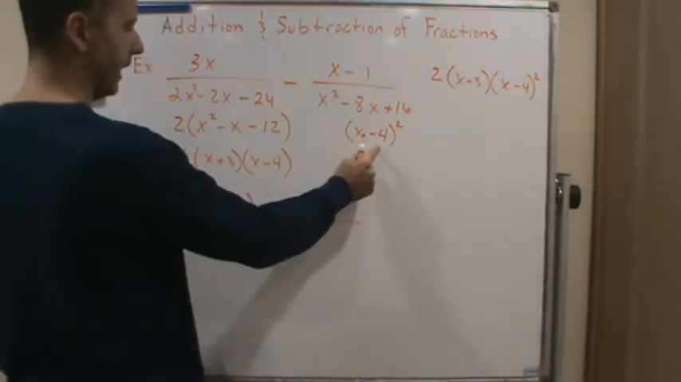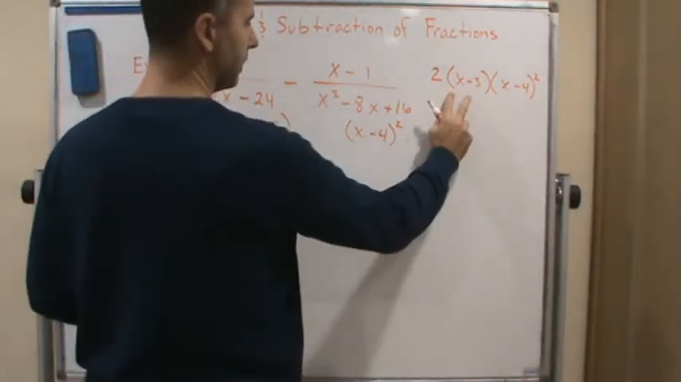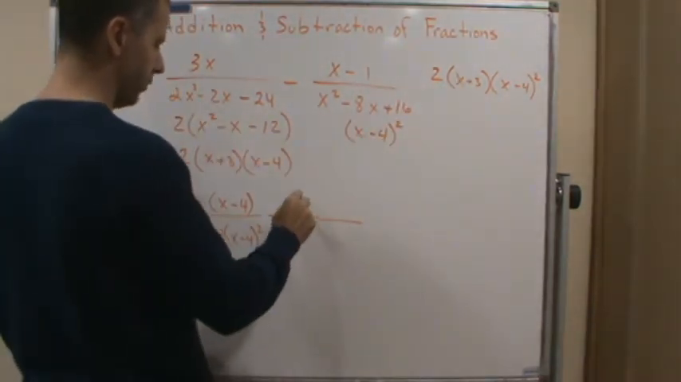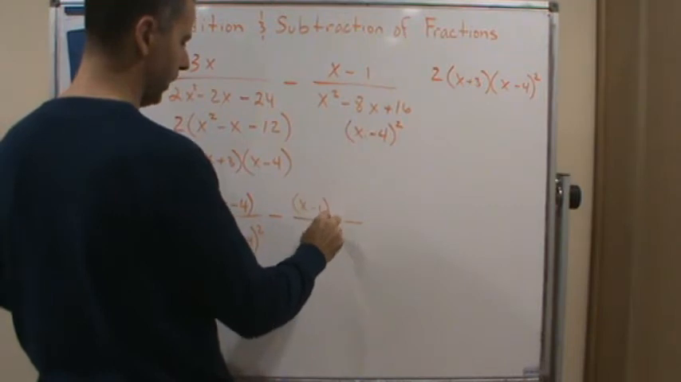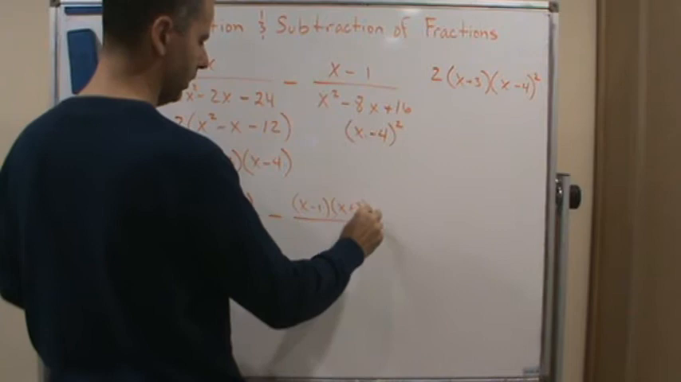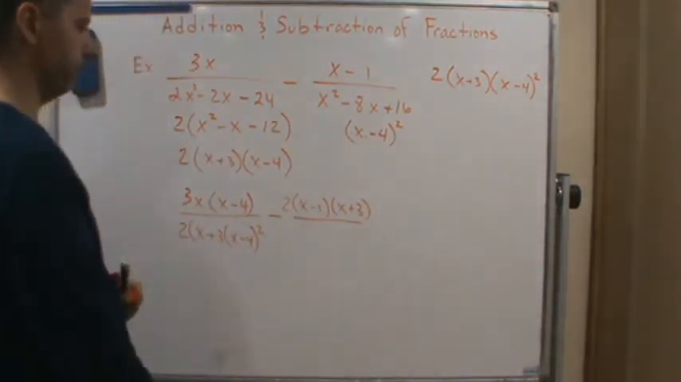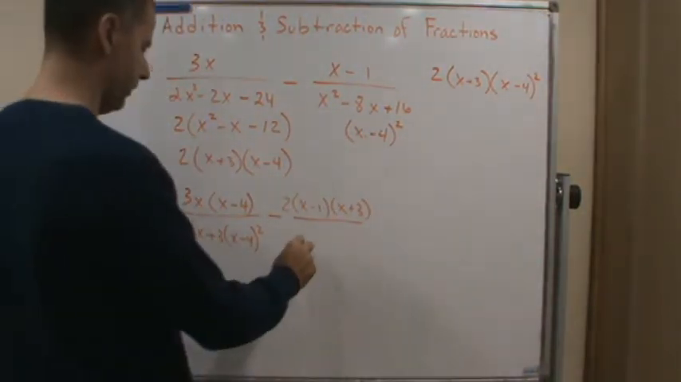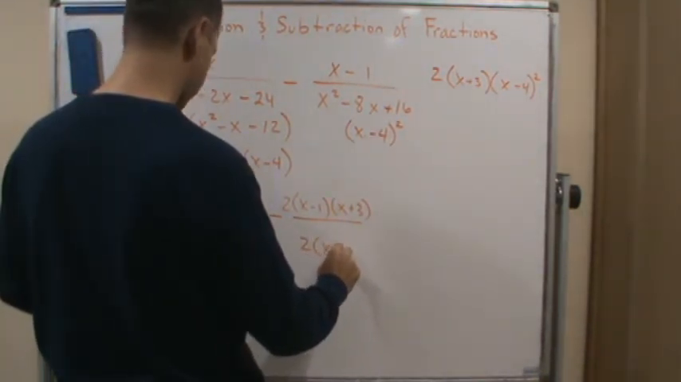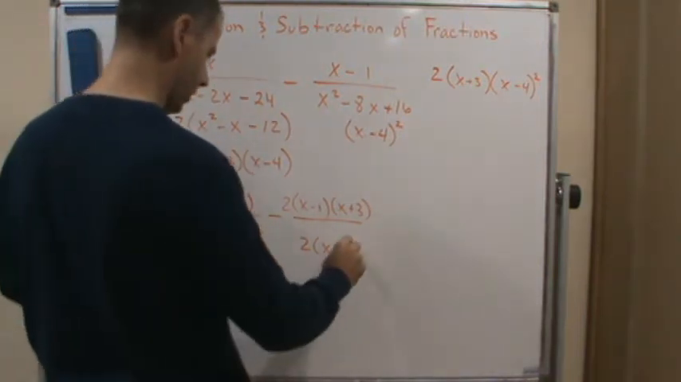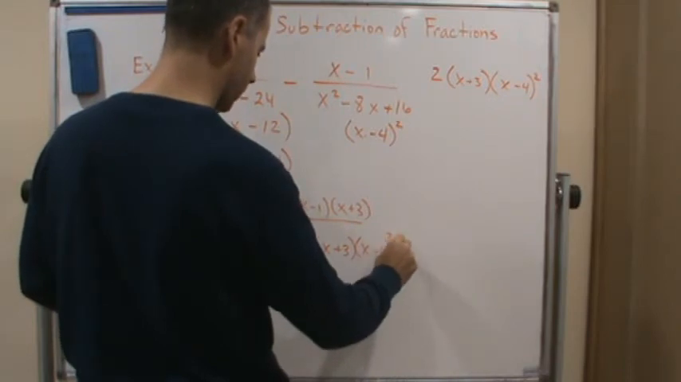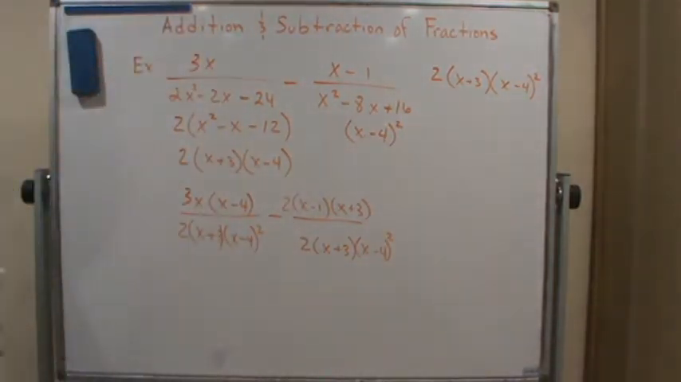Now over here I've got the (x minus 4) squared, but I'm missing these 2 pieces. So I'm going to multiply the top and the bottom by 2 times (x plus 3). So I'm going to get (x minus 1) times (x plus 3) times 2, over 2 times (x plus 3) times (x minus 4) squared. Okay, so now we've got common denominators.